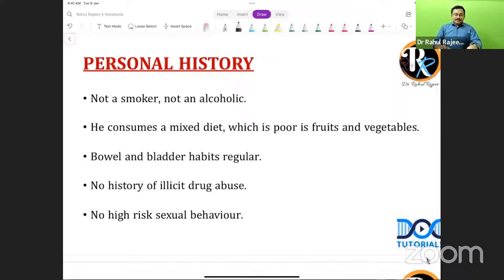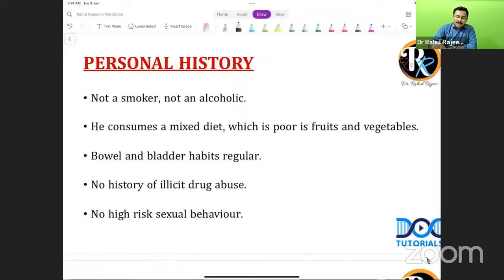Okay. Personal history: not a smoker, not an alcoholic. He consumes a mixed diet, which is poor in fruits and vegetables. Bowel and bladder habits are regular. No history of illicit drug abuse and no history of high-risk sexual behavior.